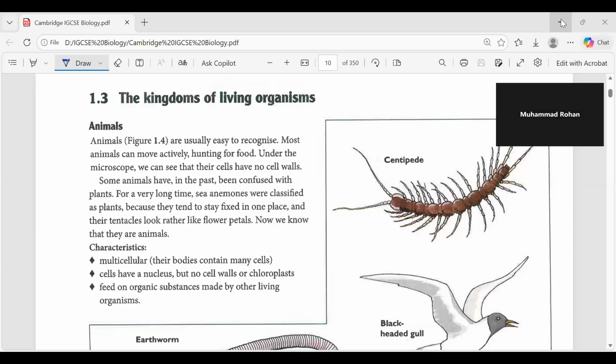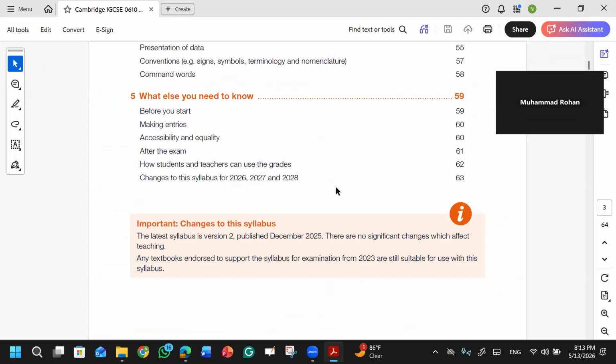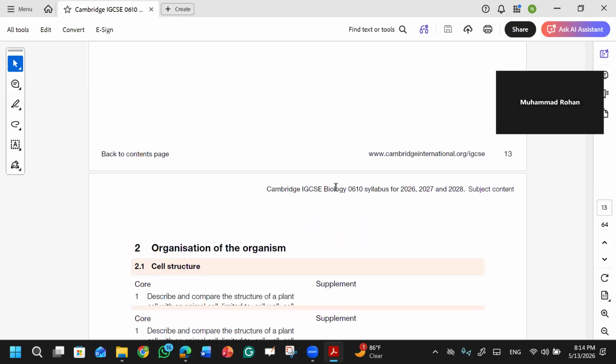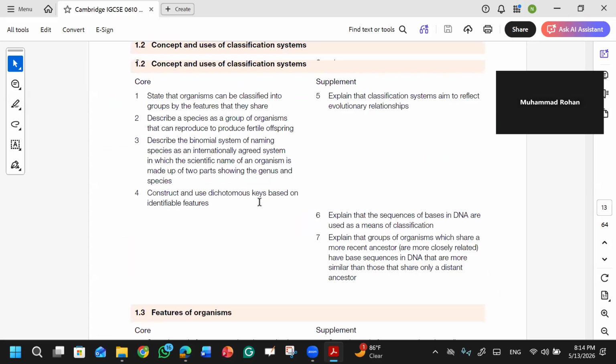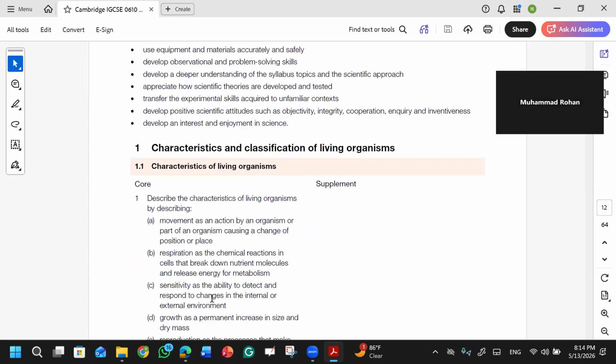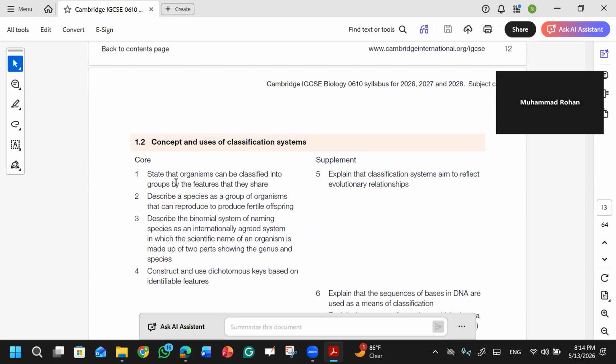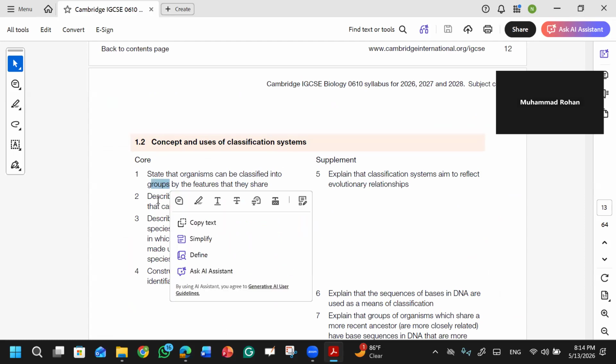Is this visible? Yes, yes. Okay. So we have done so far in biology the first section, about the characteristics of the living organisms. Then we started the classification system. In this, you see they have mentioned the organisms can be classified into groups. We have discussed it, right?